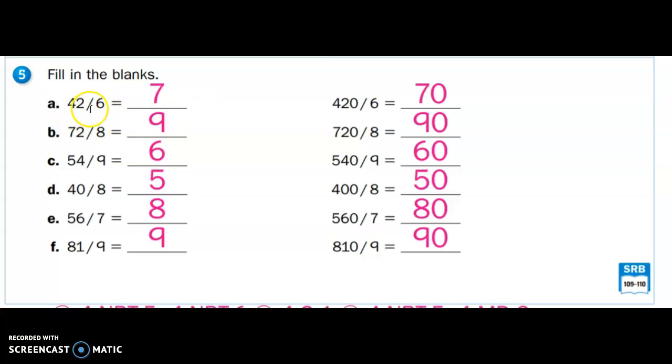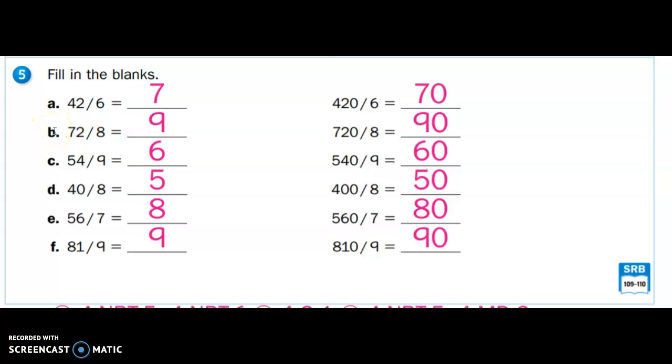Now, I'm on A. So let's look over here to 420 divided by 6. Well, if 42 divided by 6 is 7, and 6 times 7 is 42, I know that my answer needs to be 70 to get that extra 0 right here. 6 times 7 is 42, but 6 times 70 is 420. 72, let's go to B.